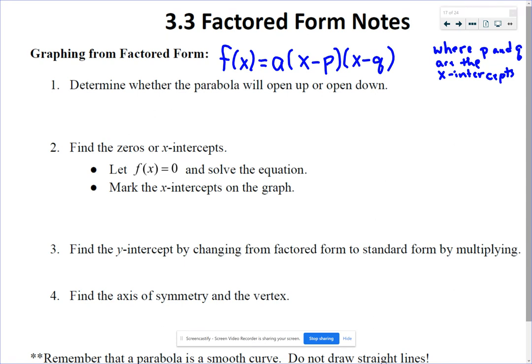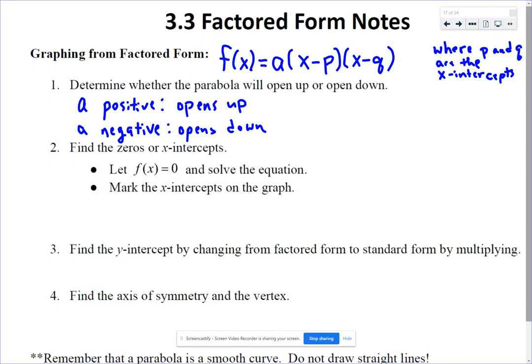When you're going to graph from factored form, these are really the steps. The first thing to do is look at the a value and decide whether it's going to open up or down. So if a is positive, it's going to open upward. If a is negative, it will open downward. The a that we're looking at here is the same a that we have in the standard form, ax squared plus bx plus c. And in this one, the a is just factored out. So there's a little quick review.